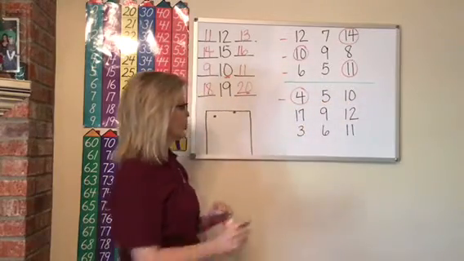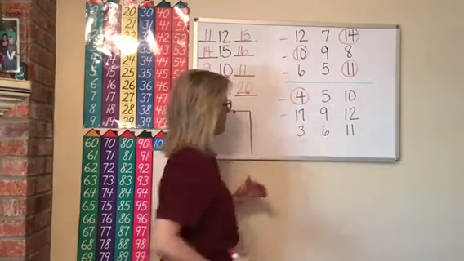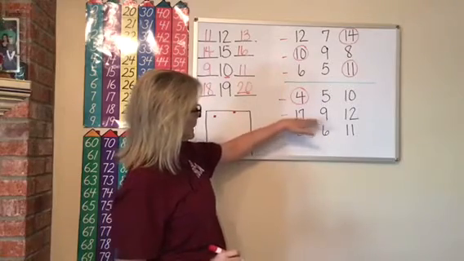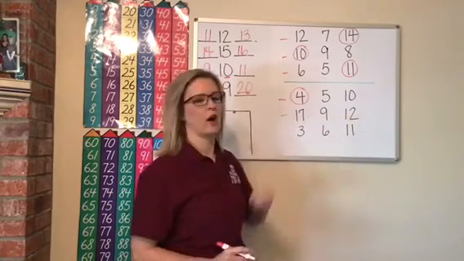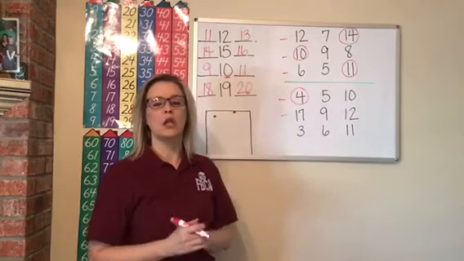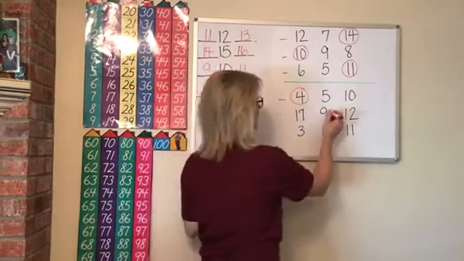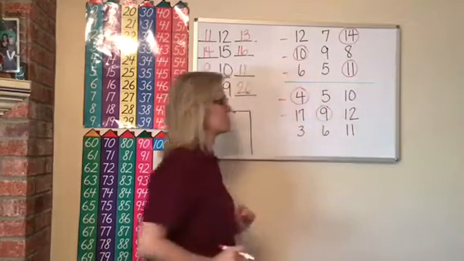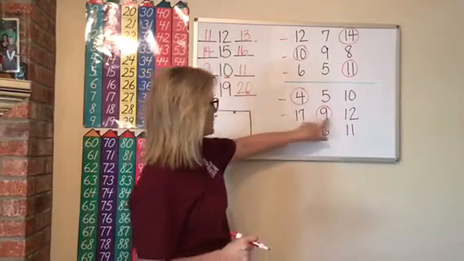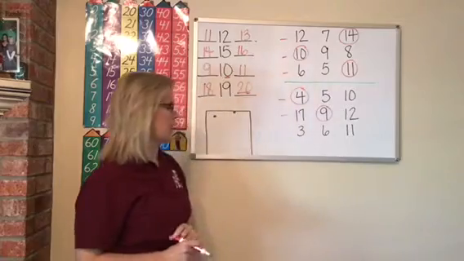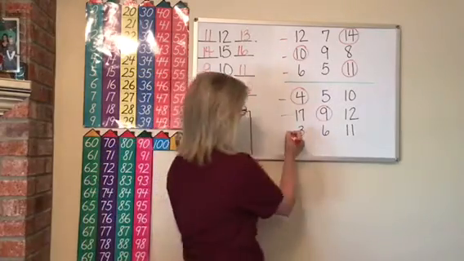Very good. Let's go to this row right here. We have 17, 9, and 12. Which one is the smallest number in that row? Very good. 9. 9 is the smallest number out of these three numbers. Good job. And the last one.